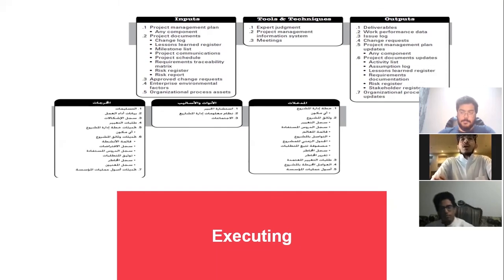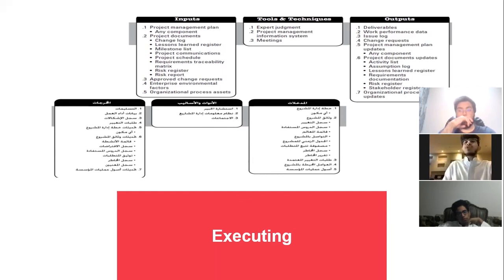And the tools and techniques, which we talk about in detail, are expert judgment, project management information system, and finally meetings. The outputs we get from executing are deliverables, work performance data, issue log, change requests, project management plan updates, project documentation updates, and organizational process assets updates. Next.